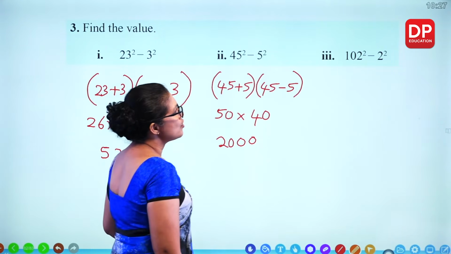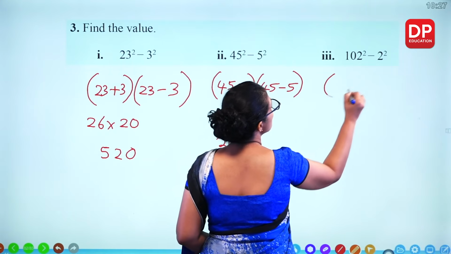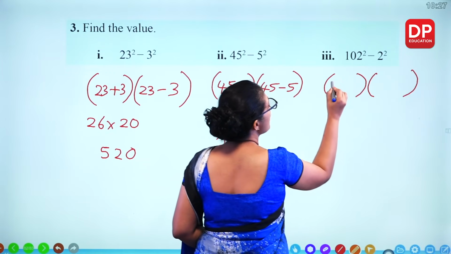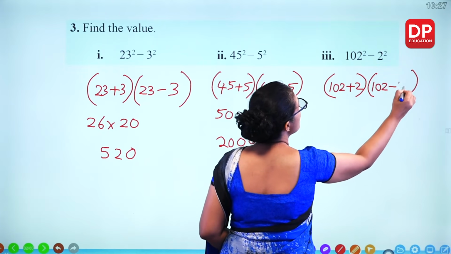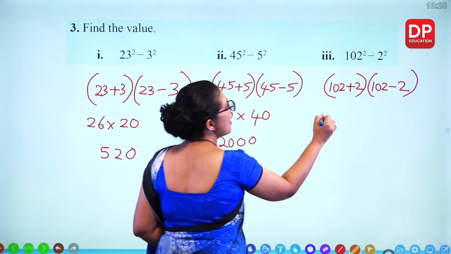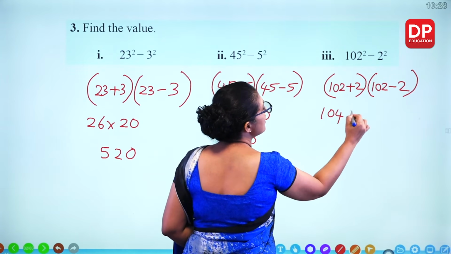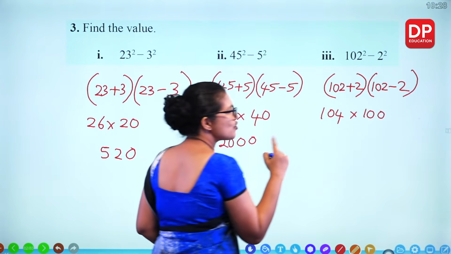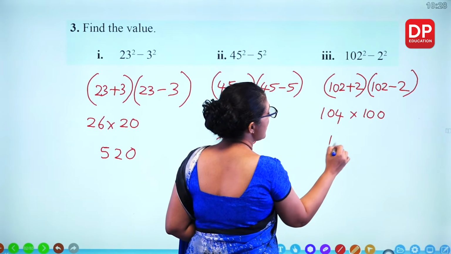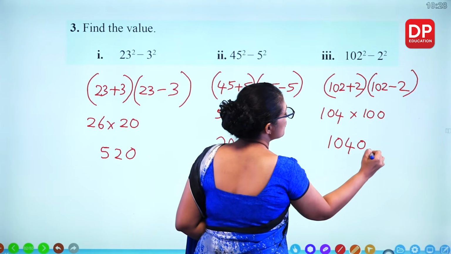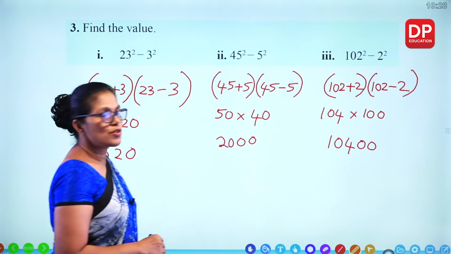This one, 102 squared minus 2 squared. So you can use the difference between two squared terms: 102 plus 2, 102 minus 2. You get 104 here. Here you get 100. It's easy to multiply by 100. Move 2 places to the right, so put 2 zeros there. So 10,400.